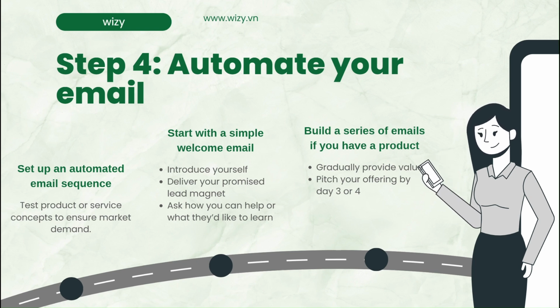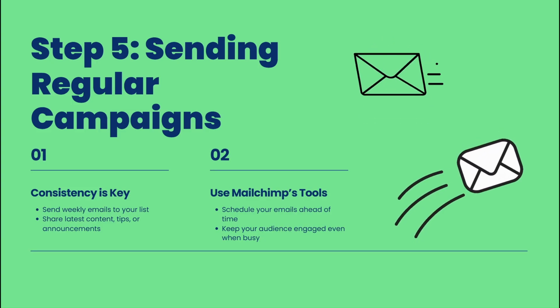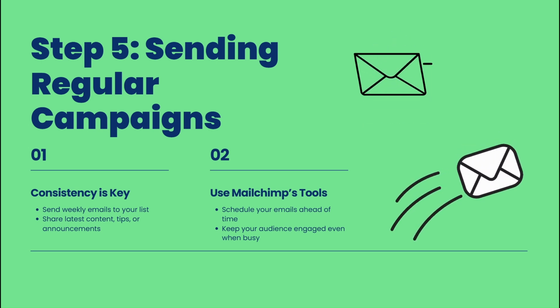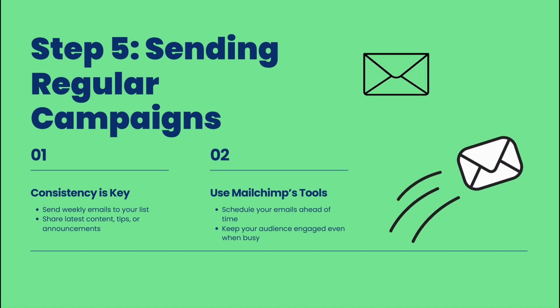Step 4. Automate your emails with an autoresponder. Set up an automated email sequence to engage your new subscribers. Start with a simple welcome email. Introduce yourself. Deliver your promised lead magnet. Ask how you can help them or what they'd like to learn from you. If you have a product, build a series of emails that gradually provide value and pitch your offering by day 3 or 4.